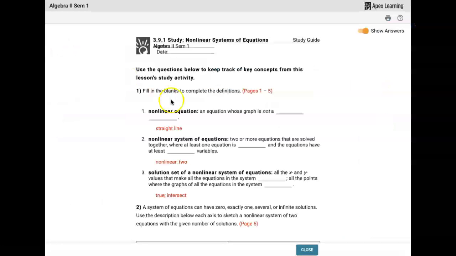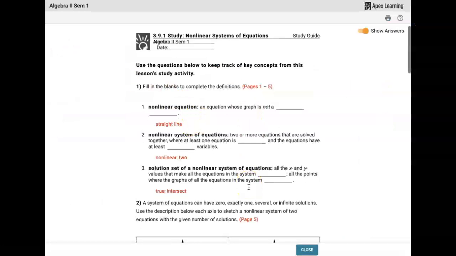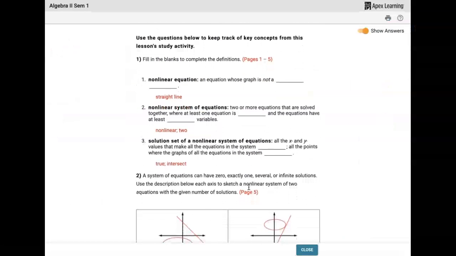For the study sheet here, a nonlinear equation is an equation whose graph is not a straight line. In order to be a nonlinear system of equations, two or more equations are solved together where at least one of those equations is nonlinear and both equations have to have at least two variables. So two equations, two unknowns. The solutions of nonlinear systems of equations are all of the x and y values that make up the system true, and all of the points where the graphs intersect in the system.